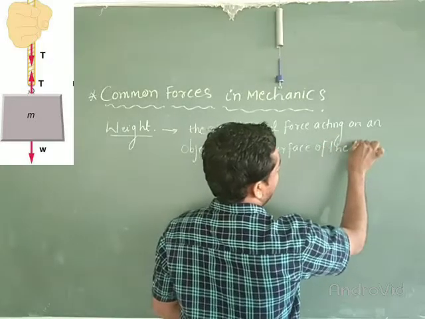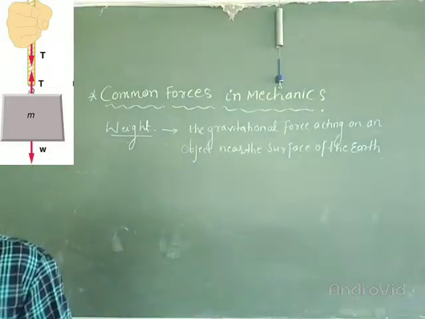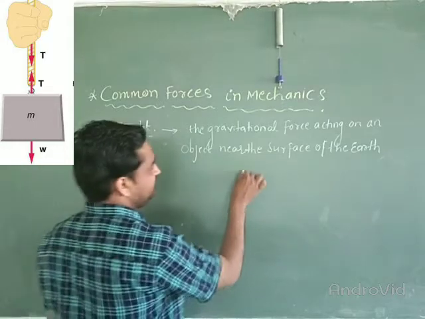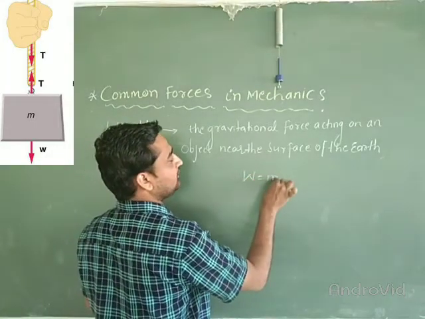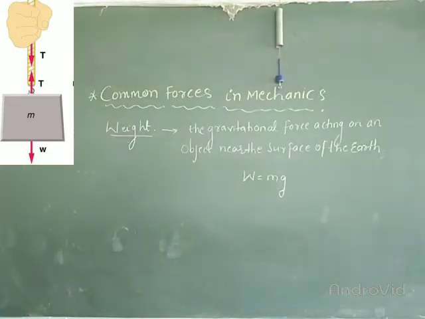Near the surface of the earth is called what? The weight of the body, right? It is defined as what? The gravitational force exerted on an object near the surface of the earth is called the weight of the body, and it is equal to what? M into G, where G is the acceleration due to gravity.